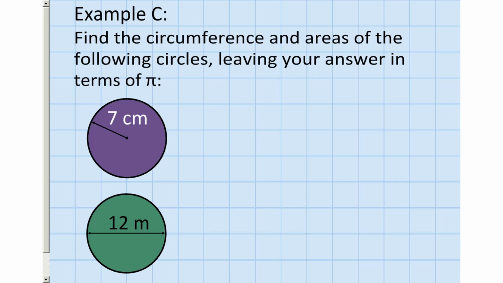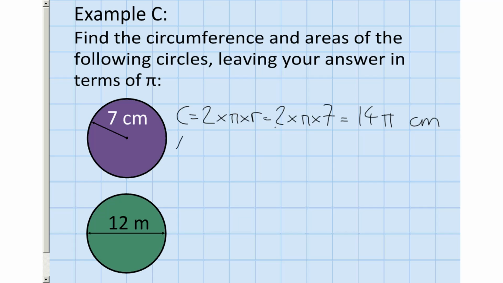So for the first one, the circumference, well, we know the radius, so it's going to be 2 times pi times the radius, and the radius is 7, so we've got 2 times pi times 7. All we do here, we don't put that all in the calculator, we just times together what we can. We can do the 2 times the 7, and that gives us 14 lots of pi. So the circumference is 14 pi centimeters.